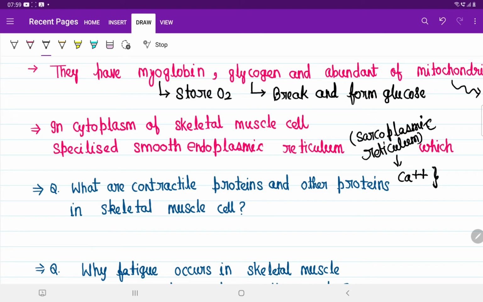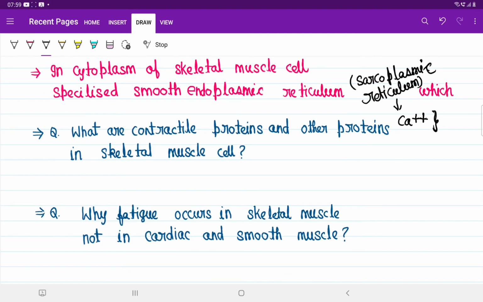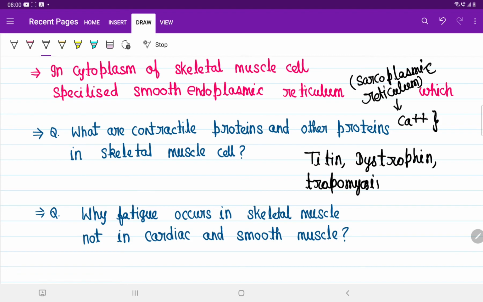Okay. Now there are some common questions about the skeletal muscle cell. Sir, which kinds of protein are present in the skeletal muscle cell? So in the skeletal muscle cell, two contractile proteins are present, actin and myosin. Other proteins are also present, like titin protein, dystrophin protein. A fault in this dystrophin protein causes muscular dystrophy. Then tropomyosin, and then troponin.